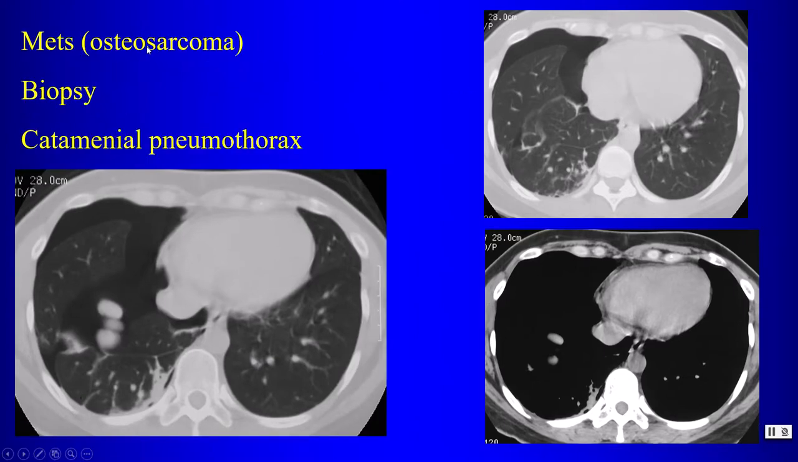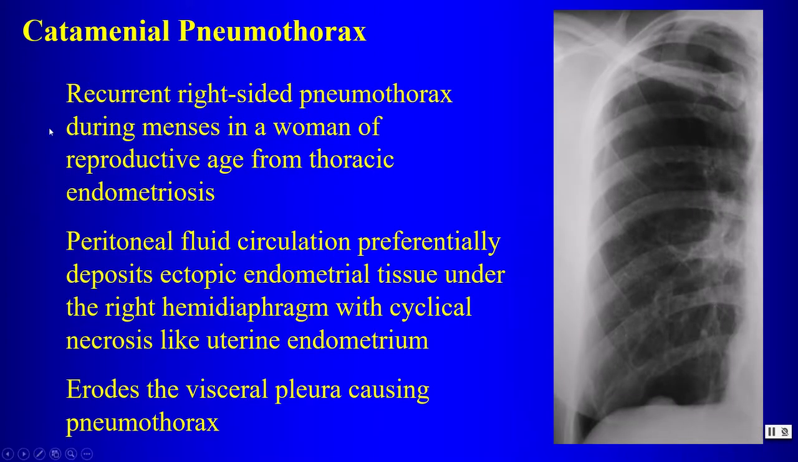Well, we discussed before metastatic disease. Osteosarcoma can be associated with the nodules, metastatic disease, and pneumothorax. You'd want to know, has the patient had a biopsy? Of course, maybe this is a result of an iatrogenic procedure. But in this case, especially when we're dealing with a young woman, we need to think of catamenial pneumothorax. So catamenial pneumothorax: recurrent right-sided pneumothorax during menses in a woman of reproductive age from thoracic endometriosis.